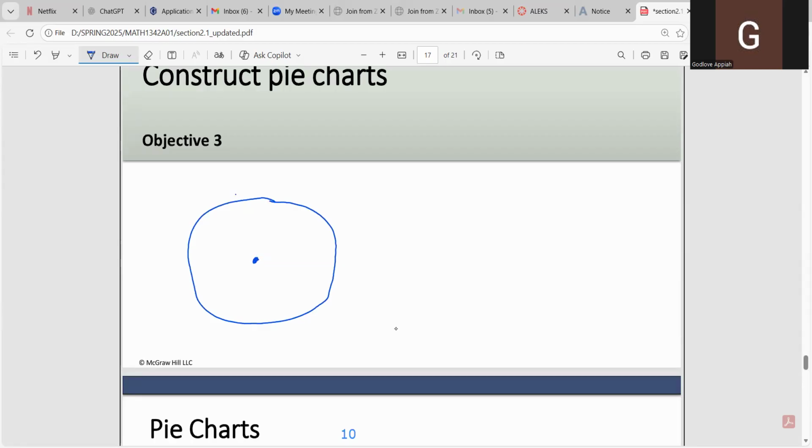So the path around the circle, that is what we call the circumference of the circle. If I draw a line from the center to any part of the circumference, that line is what we call the radius. If I draw another radius, then I have a portion here, this shaded region, that is enclosed by the two radii and then a portion of the circumference.